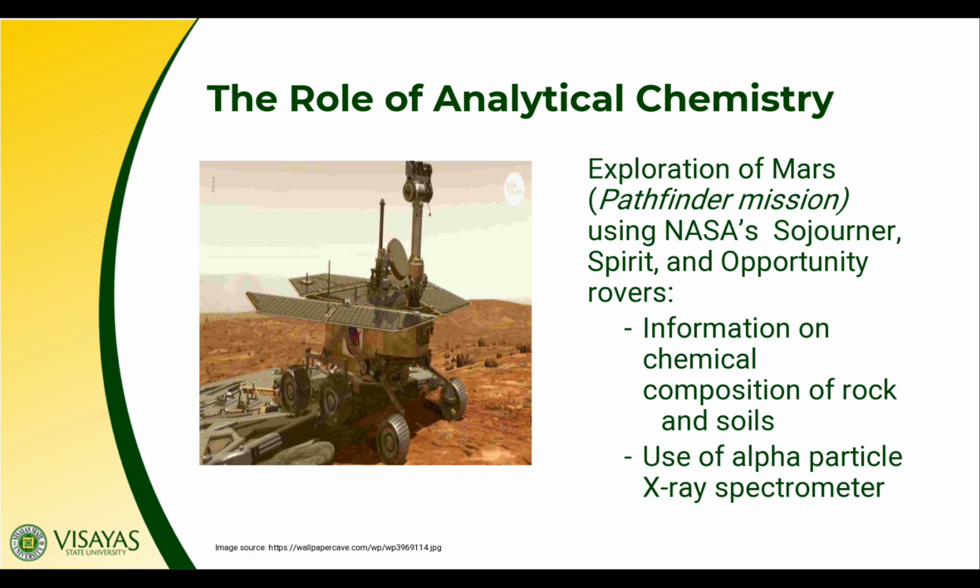As we have also discussed a while ago, another role, and this one is quite important, is that knowledge in analytical chemistry has been applied also in the exploration of the planet Mars using the Pathfinder mission. And it actually deploys the Sojourner, Spirit, and Opportunity rovers. Examples of what had been applied in that exploration of Mars include information on the chemical composition of rocks and soils present in the Martian planet, and it actually employs the use of an alpha particle X-ray spectrometer.